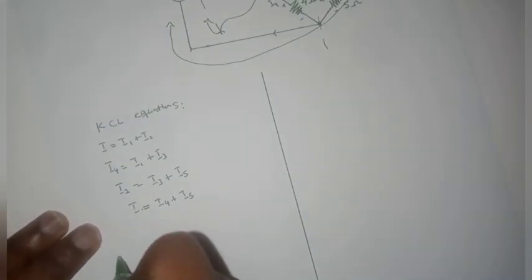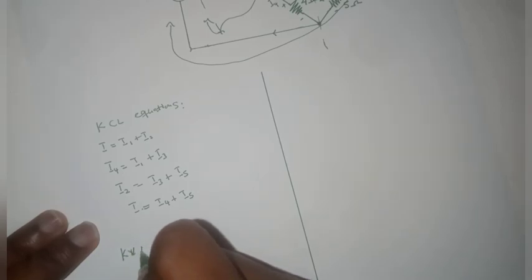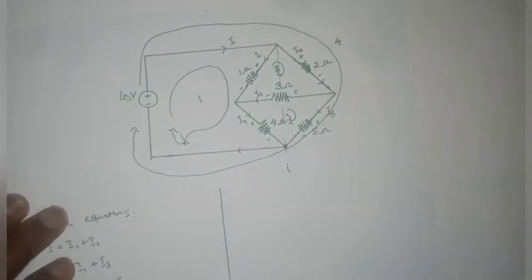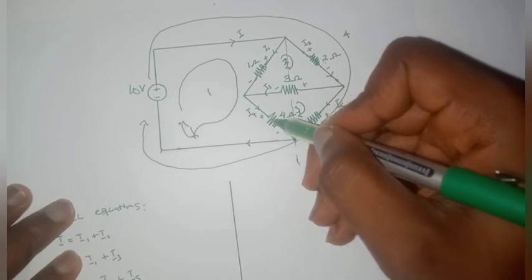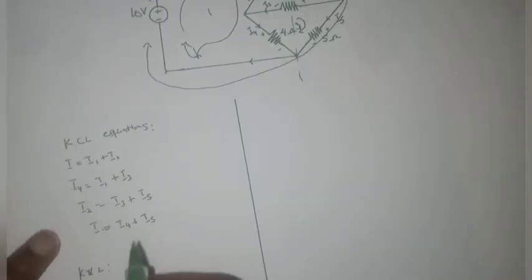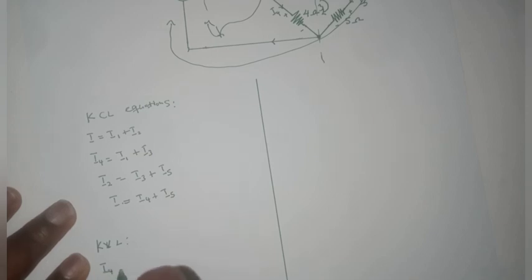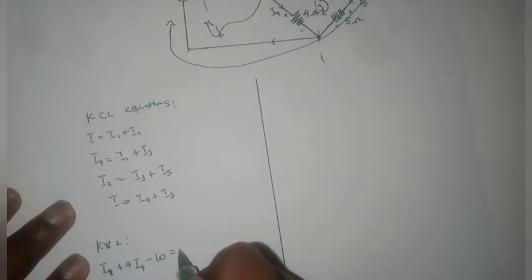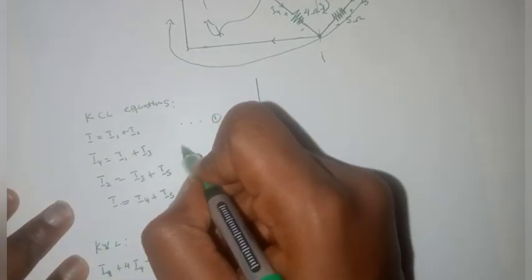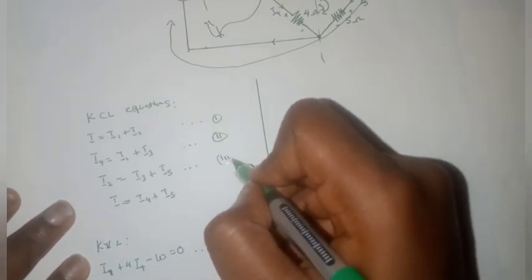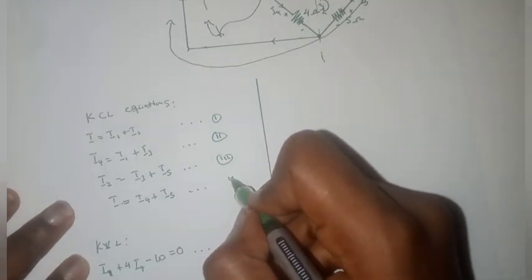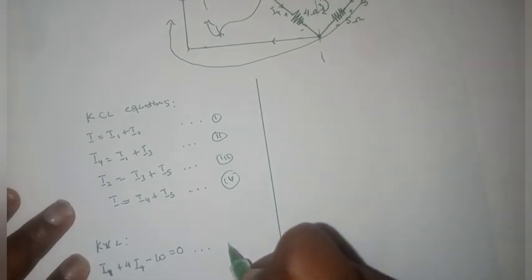So we're writing the KVL equations. In loop 1, you say I1 plus 4I1, plus 4I4 minus 10 equals 0. Equation 3, equation 4, and equation 5.